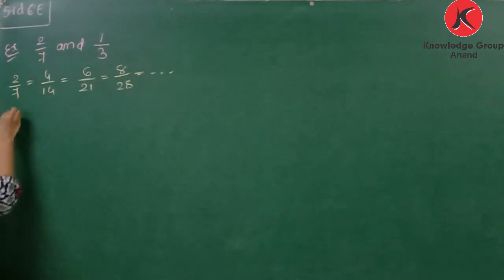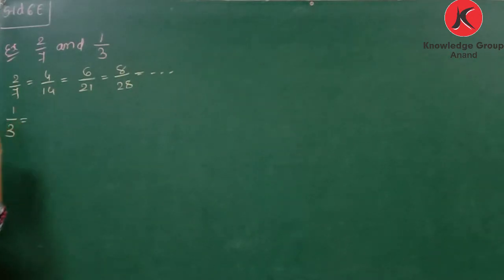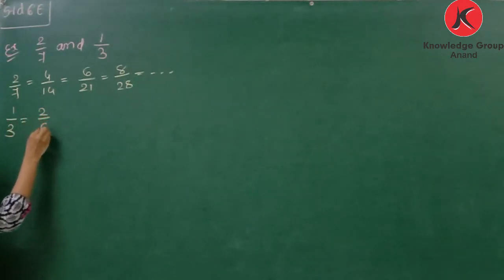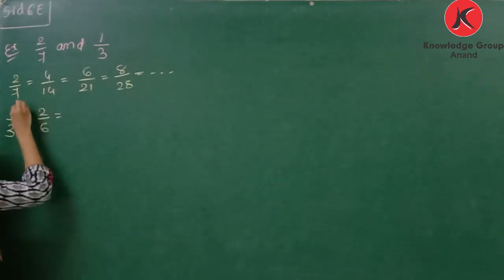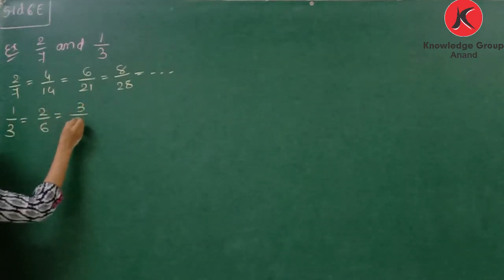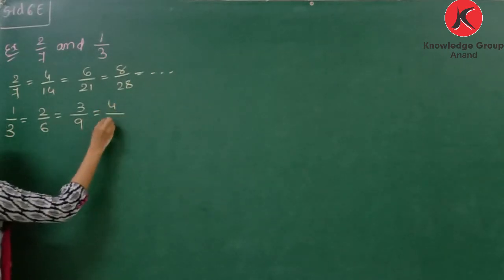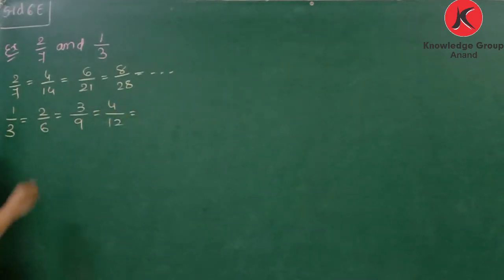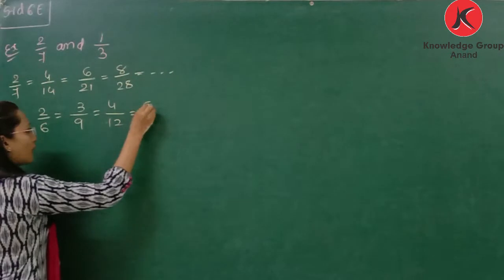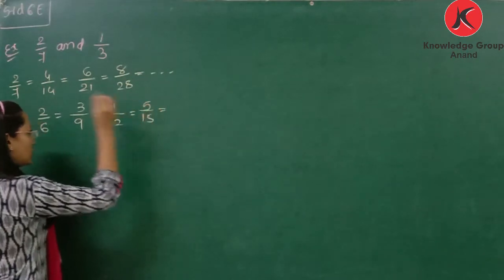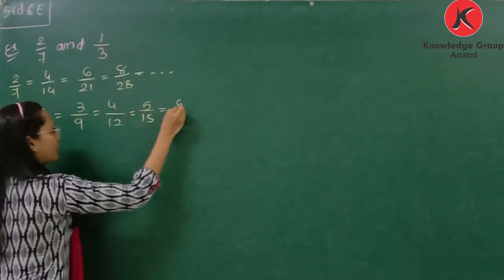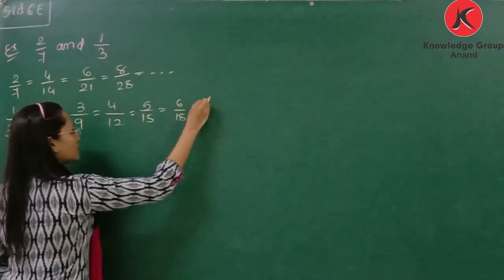Now for 1 by 3. Multiply with 2 and 2. So it is 2 by 6. Then 3 and 3 we will get 3 by 9. 4 and 4 we will get 4 by 12. Then 5 by 5. So it is 5 by 15. Then 6 by 18. Then 7 by 21.